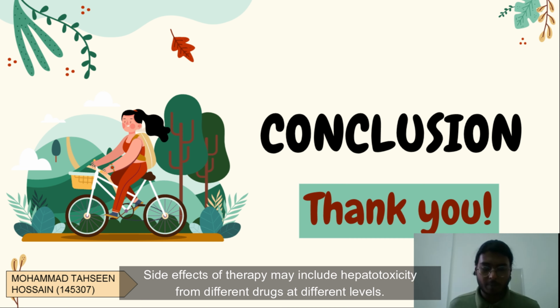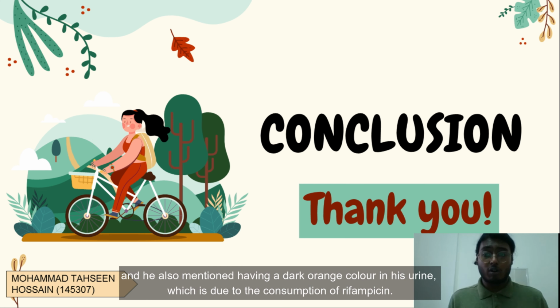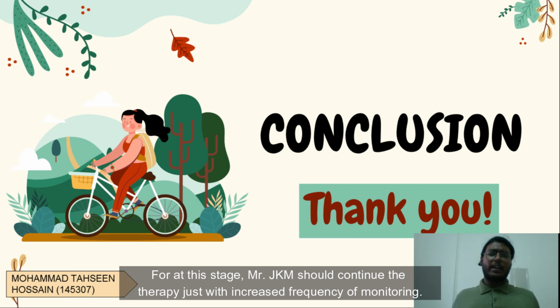Side effects of the therapy may include hepatotoxicity from different drugs at different levels. Later on, additional therapy was introduced to Mr. JKM where he was prescribed pyridoxine, and he also mentioned having a dark orange color in his urine, which was due to the consumption of rifampicin. Therefore, at this stage, Mr. JKM should continue his therapy just with increased frequency of monitoring.